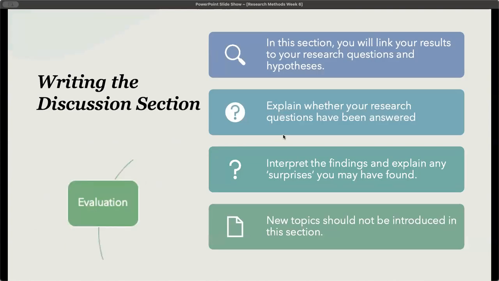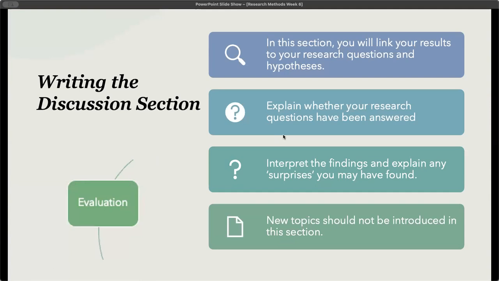So what do we need to consider when writing the discussion section? You will link your results to your research questions and hypotheses. You will also explain whether your research questions have been answered, interpret the key findings, and explain any surprises you may have found. And one thing to keep in mind, new topics should not be introduced in this section.